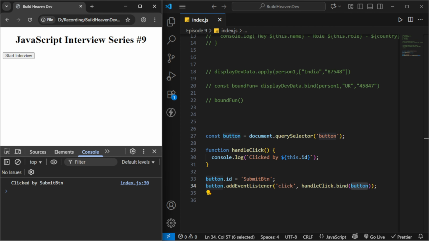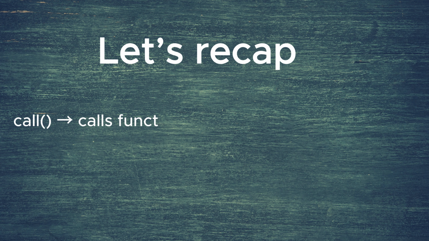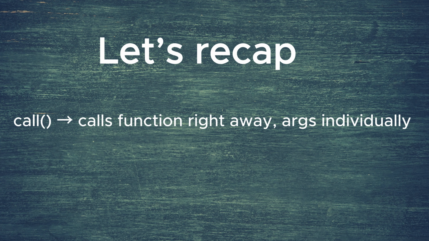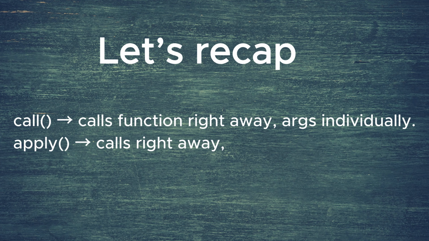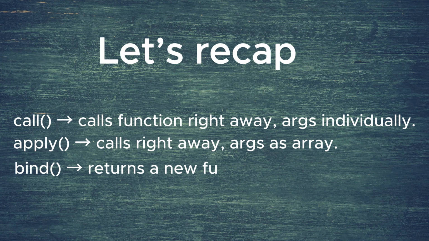So quick summary, let's recap. Call calls the function right away, and arguments are passed individually one by one, comma separated. Apply calls right away, but arguments are sent in an array format. And bind returns a new function with locked this, so it can be called later anywhere, anytime.